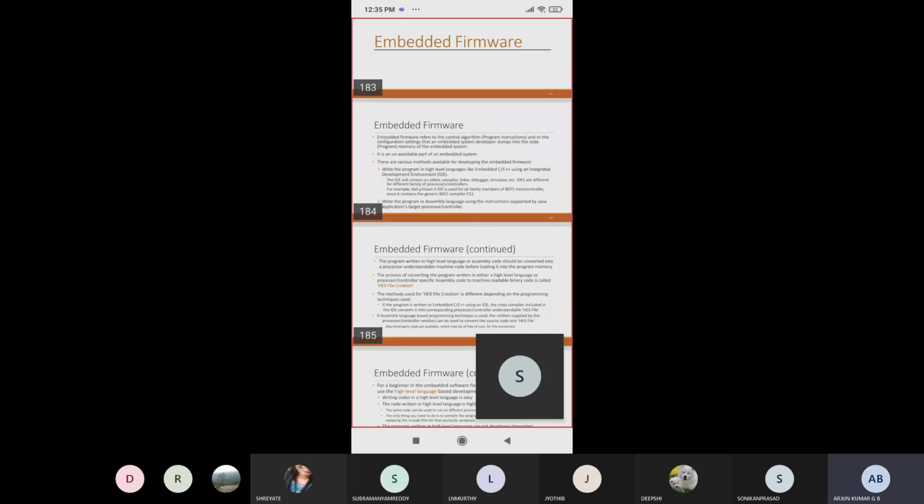Actually, the embedded firmware is a software interface to the control algorithm. It is the program instructions and/or configuration settings that an embedded system developer dumps into the code memory of the embedded system. What you write in the program will be dumped into the embedded system's processor memory to start work and do the specific task.